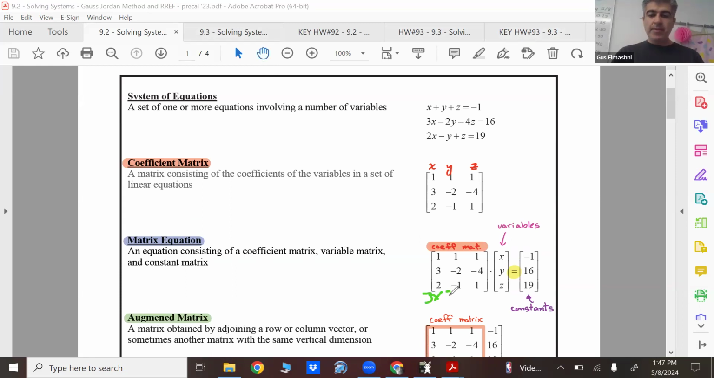So 3 by 3 with a 3 by 1, as long as these link up, multiplication can happen. So you have 1, 1, 1, multiply x, y, z, and you add up all the products. So you get x plus y plus z equals the number on the other side, -1. And you rinse and repeat with the second and third rows. That's why you get 3x minus 2y minus 4z equals 16, 2x minus y plus z equals 19. So it backtracks to what we had originally. That's a good thing. We want that.